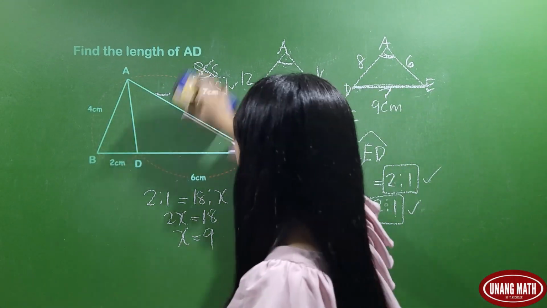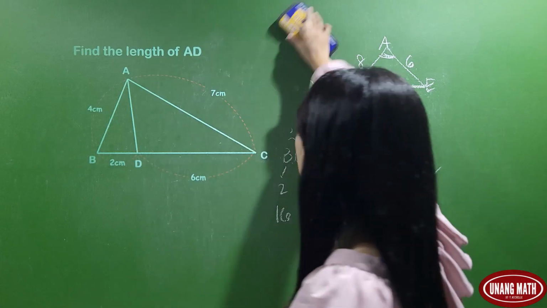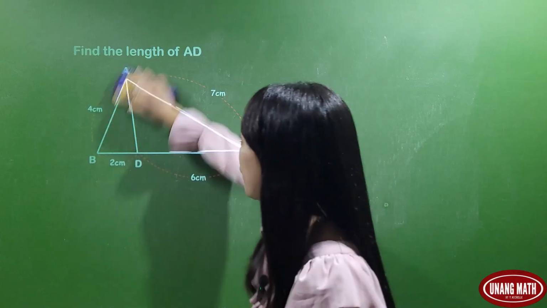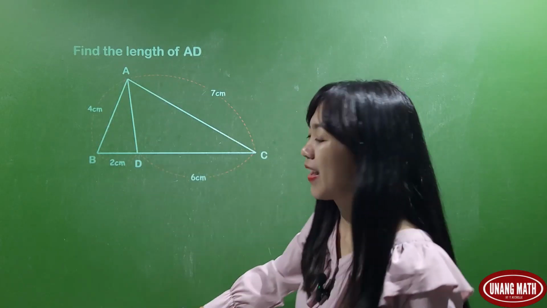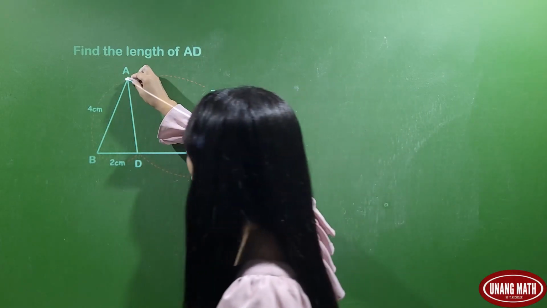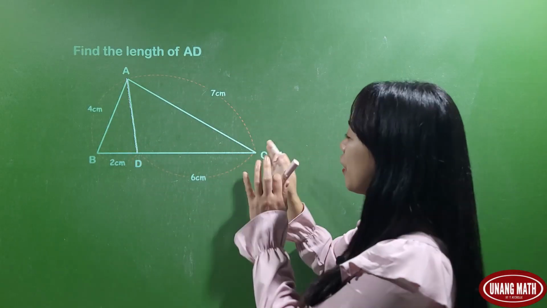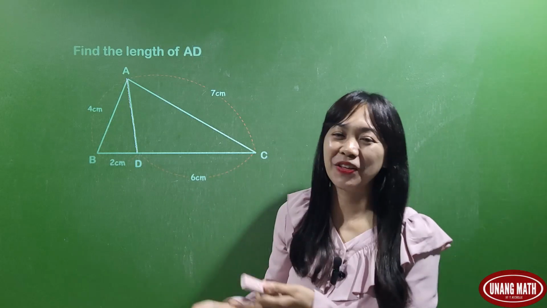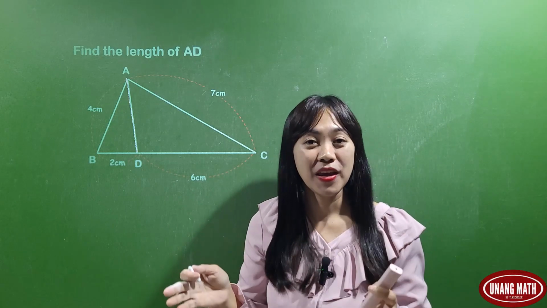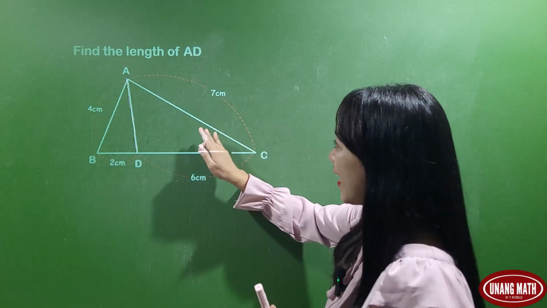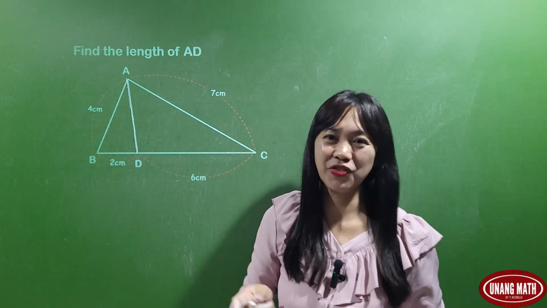Okay, moving on to our second figure. This time, in this figure, we will find the length of AD. Okay, there are no given or written conditions also. So we are going to use the concept of similarity to answer this question.